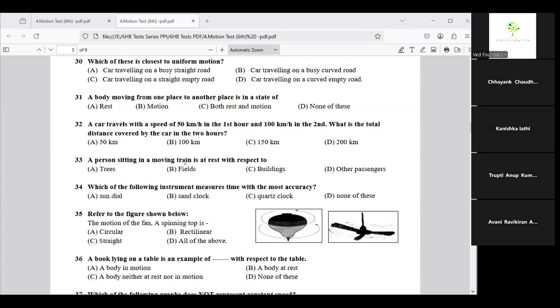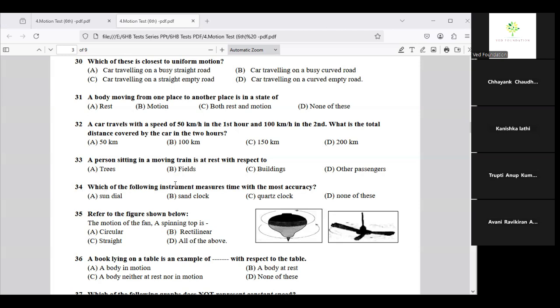33. A person sitting in a moving train is at rest with respect to trees, friends, building, other passengers. And correct answer is option D, other passengers. A person sitting in a moving train is at rest with respect to the other passengers sitting in the train.